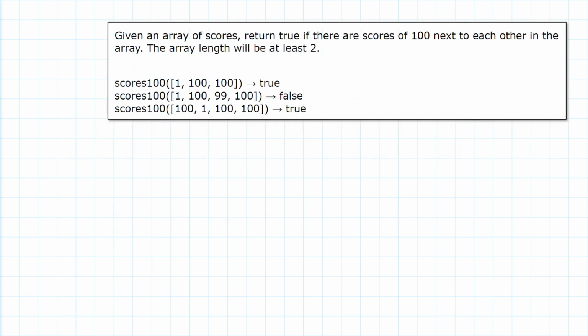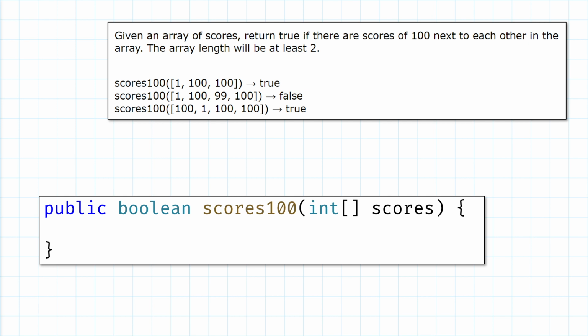Let's start by looking at the problem description. Given an array of integers called scores, return true if there are scores of 100 next to each other in the array. If not, return false. And the array will always have at least two elements, which makes sense because we can't really look for neighbors if there's only one thing in the array. And here's the code we're starting with. We need to return true or false, and our array contains integers and is called scores.